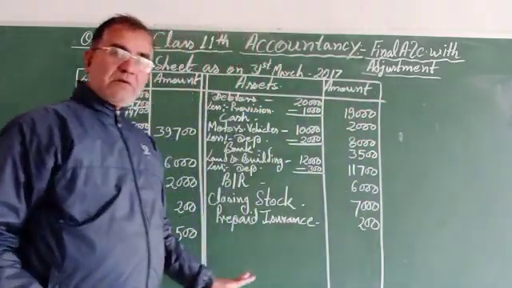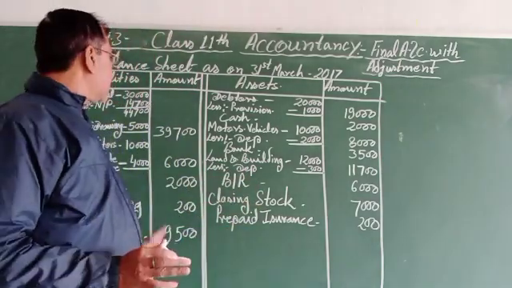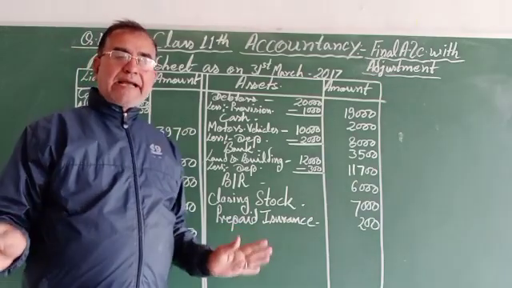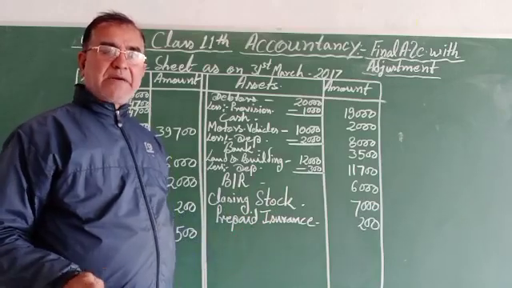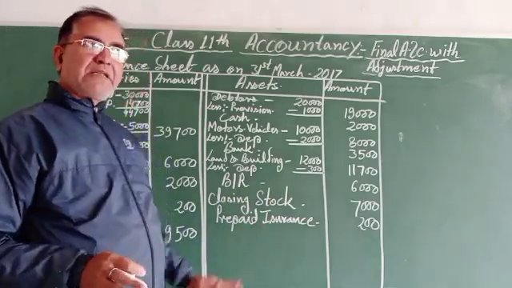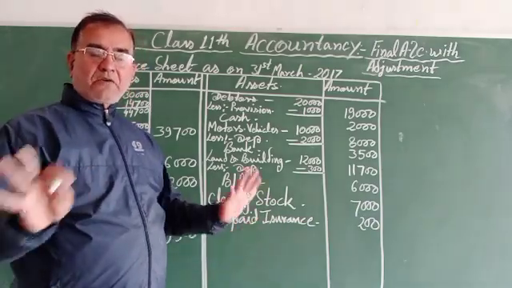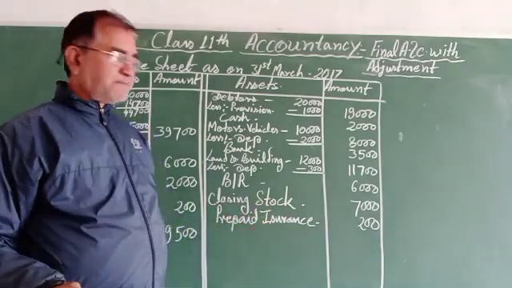Now dear children, whether the total of the assets column is equal to the total of the liabilities column, you know the accounting equation: assets is equal to liabilities plus capital, A is equal to L plus C. That is the formula. If both sides are equal, you can tell your financial statement is correctly prepared.